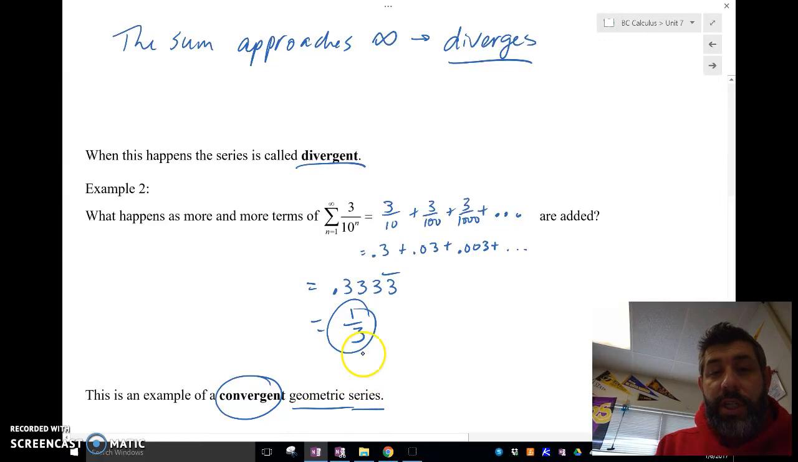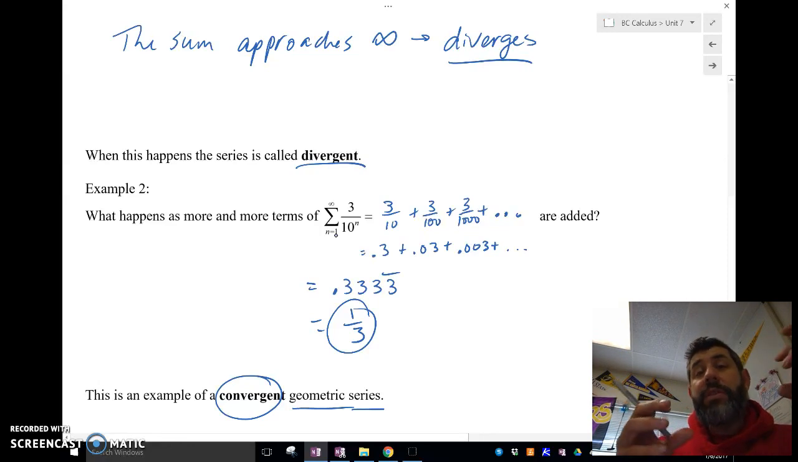In this case, it's a geometric series, and I'll explain to you in the next video what exactly a geometric series is. But the idea here is that when the sum of that sequence goes to infinity, that series is called divergent. And when that sum actually goes to a number, that's called convergent. So we have a divergent and a convergent series. In the next video, I'll go over what a geometric series looks like.